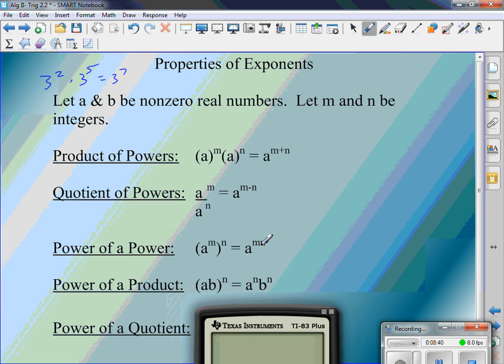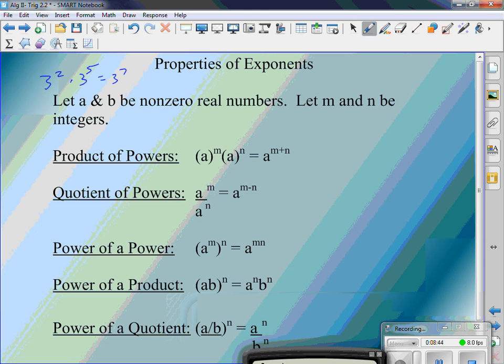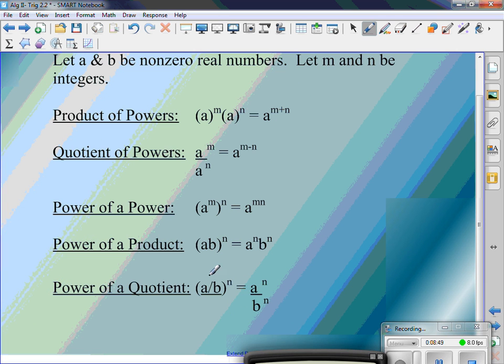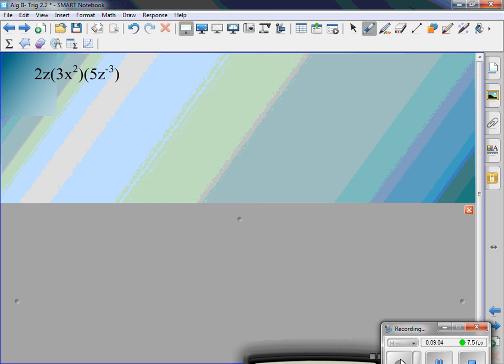Actually, powers of a quotient, when you're dividing (a/b)^n, it's distributive also. Even though I'm dividing, it's distributed. n goes to a, n goes to b. I want you to try this problem.